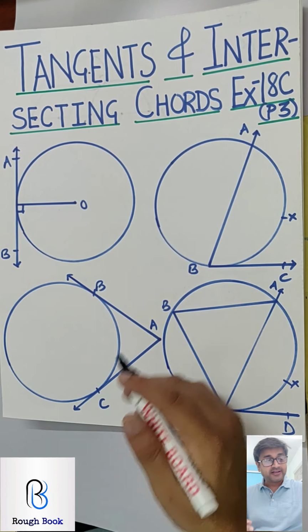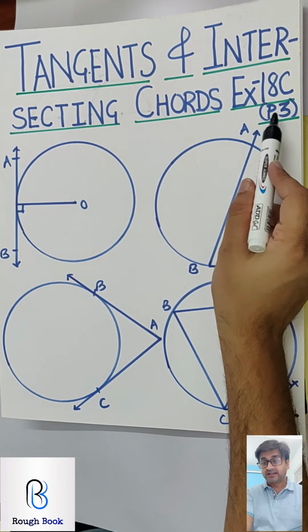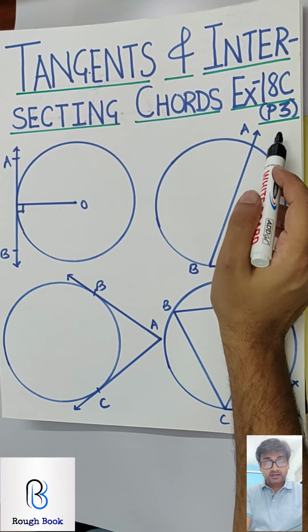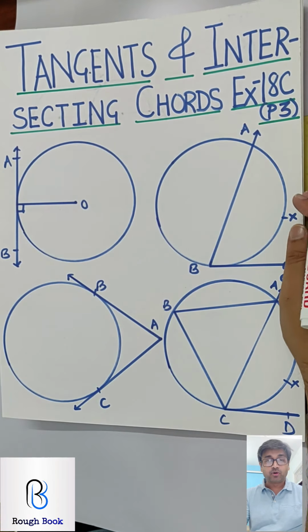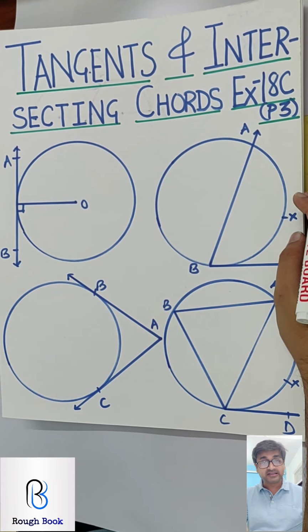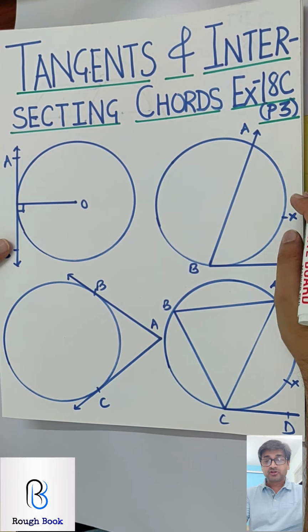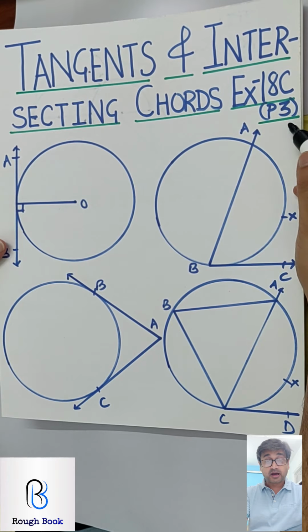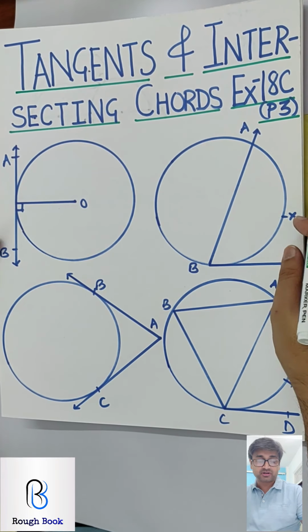Hi, we're getting into tangents and intersecting chords, exercise 18C, part 3. It's a very long exercise, so I've broken it into parts so that it's easy to understand. So we're getting into the third part. After this, there is one more part to finish this topic.